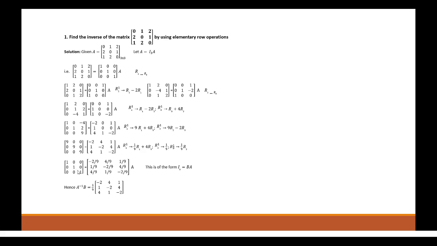I represents the identity matrix. We make all the elements below the principal diagonal and above the principal diagonal zero. Then we get the identity matrix. This is in the form of I3 is equal to B into A. This is the inverse of the matrix. Hence A inverse is equal to B, which is 1 by 9 times the matrix with rows minus 2, 4, 1; 2, minus 2, 4; 4, 1, minus 2. Next we move on to the next problem.